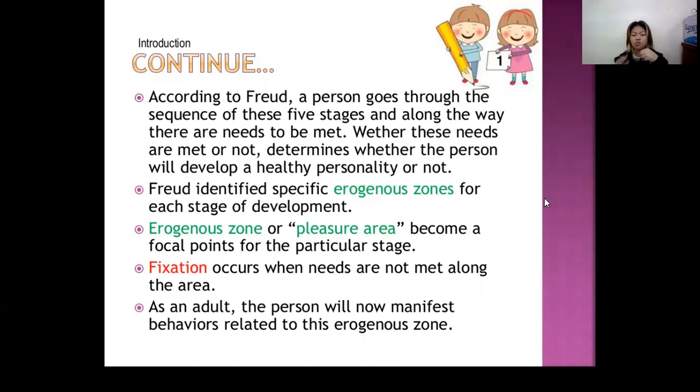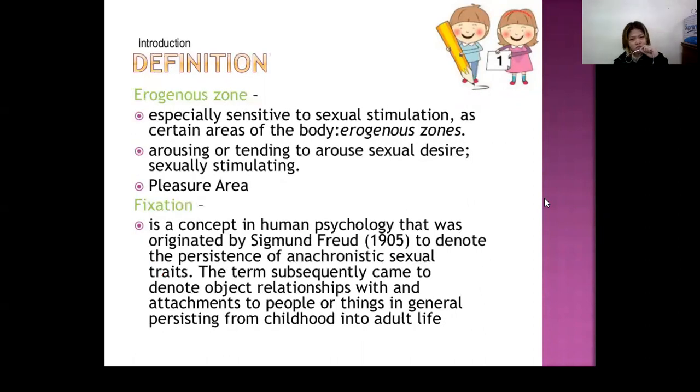As an adult, the person will now manifest behaviors related to this erogenous zone. And again, when we say erogenous zone, this is the pleasure area. It arouses or tends to arouse sexual desire. Again, fixation is a concept in human psychology that was originated by Sigmund Freud to denote the persistence of anachronistic sexual traits. The term subsequently came to denote object relationships with and attachments to people or things in general persisting from childhood into adult life. Again, if some pleasure areas, some desires are not met during childhood, it will persist until you grow up in your adult life. That's fixation.